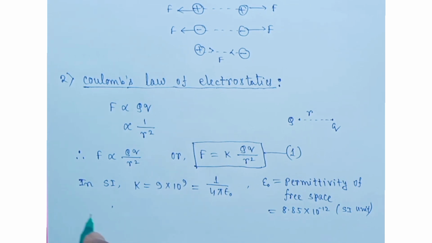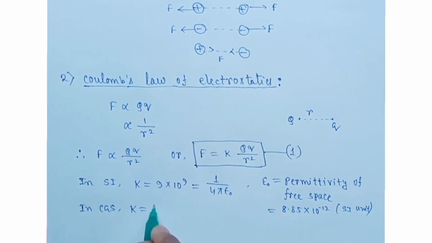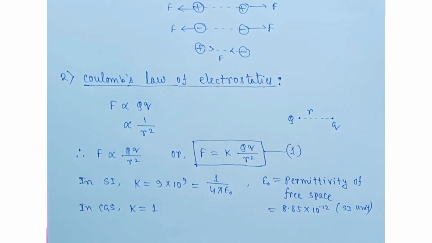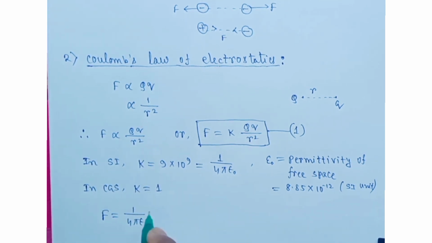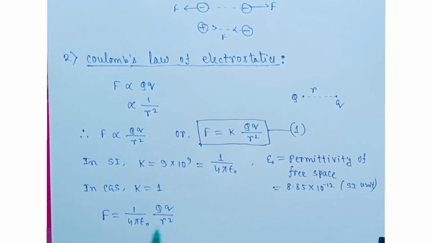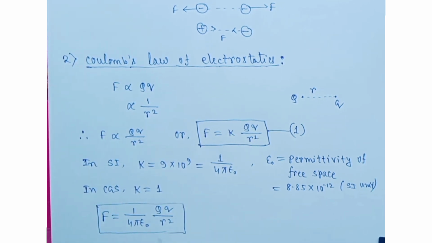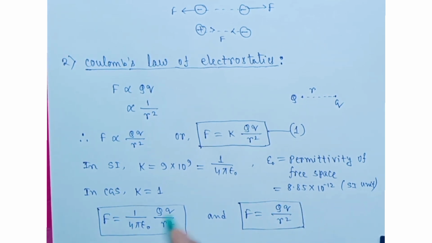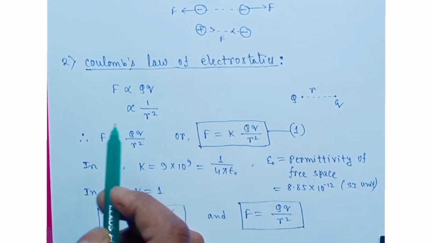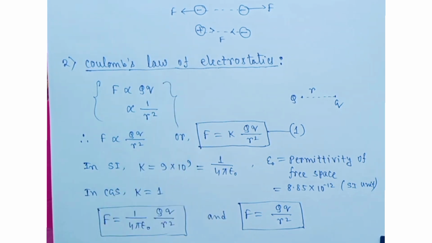Now in the CGS system, k equals 1. So Coulomb's law can be written as F equals 1 by 4 pi epsilon naught Qq by r square in the SI system, and F equals simply Qq by r square in the CGS system. So these are the mathematical forms of Coulomb's law, and the statement can be written from these two.